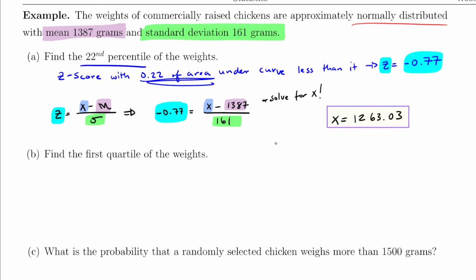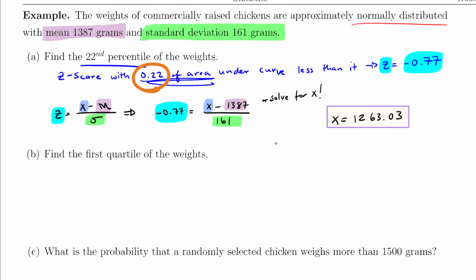1263.03. And if you want to kind of check why this works out, start with this data value and reverse it. Find the z-score, see that you will get negative 0.77. Then from that z-score, see that the area under the curve before that is 0.22, which corresponds to the 22nd percentile.